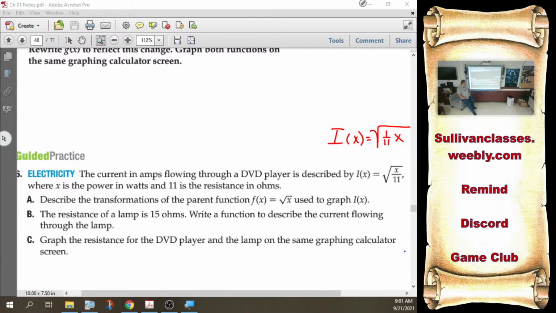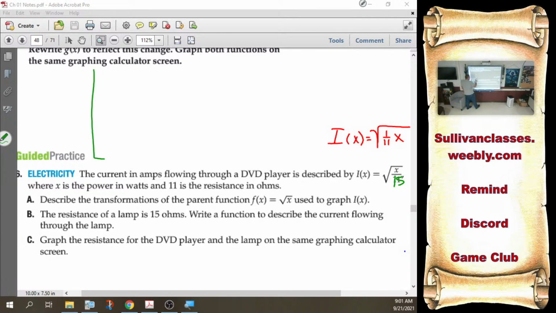Reciprocal. The resistance is now 15 ohms. What's the new function? That's it. I just replace this with 15. If I read the original, it said 11 is a resistance in ohms. Well, replace 11 with 15. Graph them both on the same graphing calculator screen.